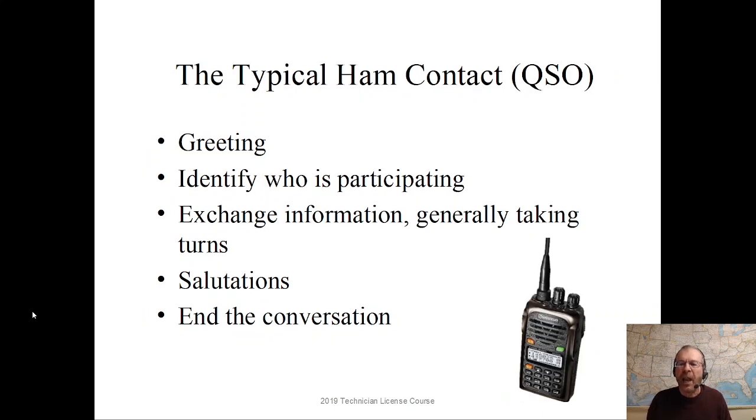Well, a typical ham radio contact, sometimes called a QSO, starts with a greeting. You identify who is participating by guess what? Using your call sign. Exchange information, generally taking turns just as you do on the telephone, and you have salutations like 73 when you want to end the conversation.